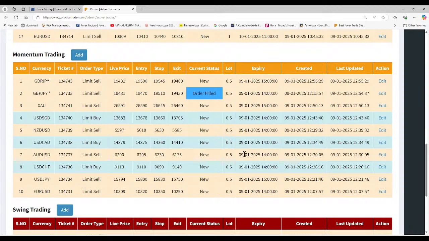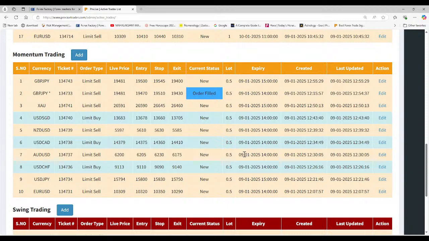Of course, swing trading would give you the maximum profit, but you need to give a lot of time for the market to work its way. Then we also have news trading. That means whenever there is any data announcement, we are also trading during that part. So that is called news trading.